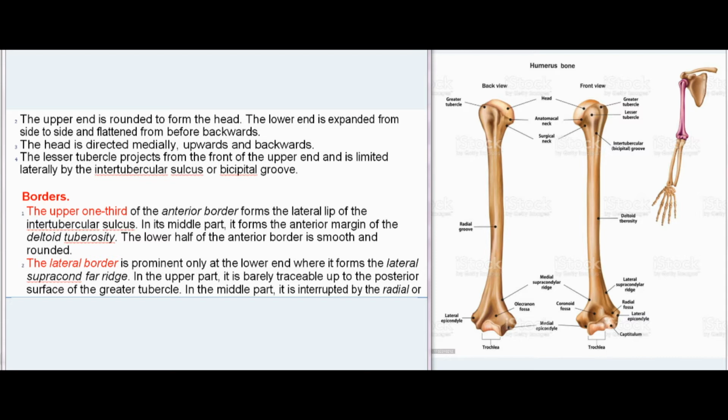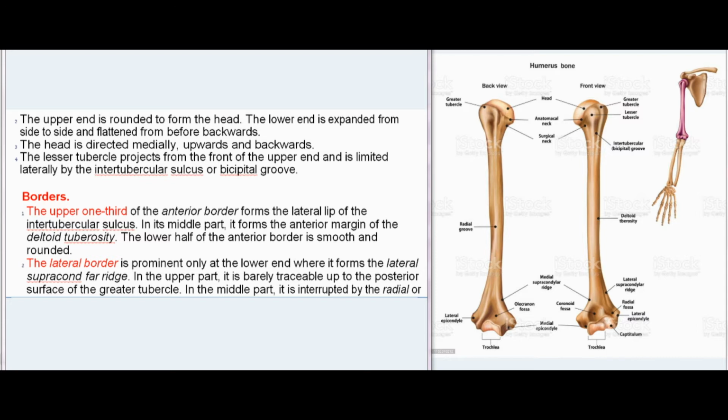2. The head is directed medially, upwards, and backwards. 3. The lesser tubercle projects from the front of the upper end and is limited laterally by the intertubercular sulcus or bicipital groove. Borders. 1. The upper 1/3 of the anterior border forms the lateral lip of the intertubercular sulcus. In its middle part, it forms the anterior margin of the deltoid tuberosity. The lower half of the anterior border is smooth and rounded.